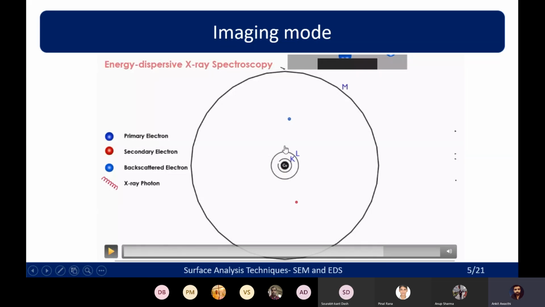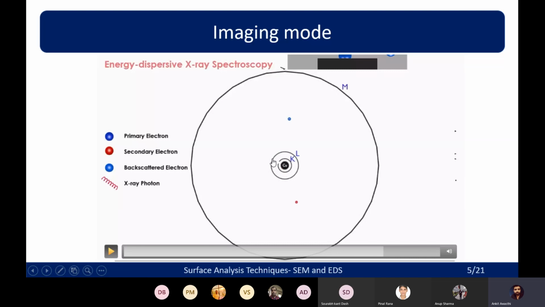So actually, here it is very clear when the primary electron came from the electron gun. Here you can see it hits the electron present in the inner shell of the sample material, and it also gets reflected back. So this is called the backscattered electron, and this is our secondary electron.